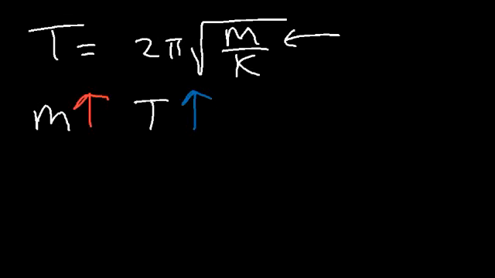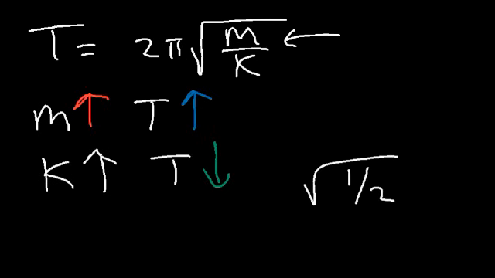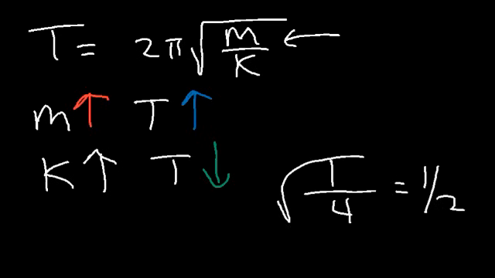Now what about the spring constant? Let's say if we increase the value of k, what happens to the period? The period will decrease since k is on the bottom. So if you double the value of k, the period will decrease by the square root of 2. It's going to be 70% or 70.7% of its original value. If you quadruple the value of k, the period is going to be 1/2 of its original value.